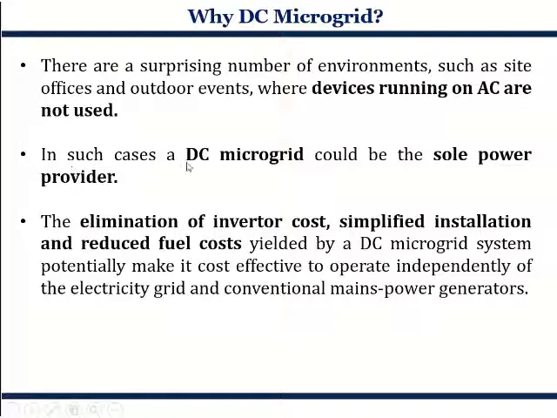Now, in such a case, a DC microgrid could be the sole power provider, which means if an area or a building has all the equipment and resources available which work on DC, it can have a sole power provider. We don't need to connect to the main grid, and the DC supply could be sufficient for that. The benefits will be elimination of the inverter cost, a simplified installation and reduced fuel cost. So these are some important driving factors for the DC microgrid, why we should go for it.